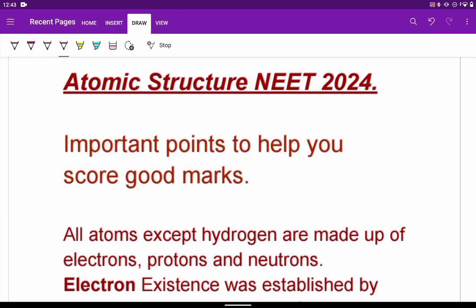Today we will deal with atomic structure for NEET 2024. Now students, you have already gone through the chapter, you know almost everything about it. So this is time to revise some of the important points and go through some numericals, that is the questions which were asked previously, so that you are exam ready. Keeping that in view, today we will go through some important points which will help you to score very good marks in the exam. Before I go to the questions, we will see some important points.